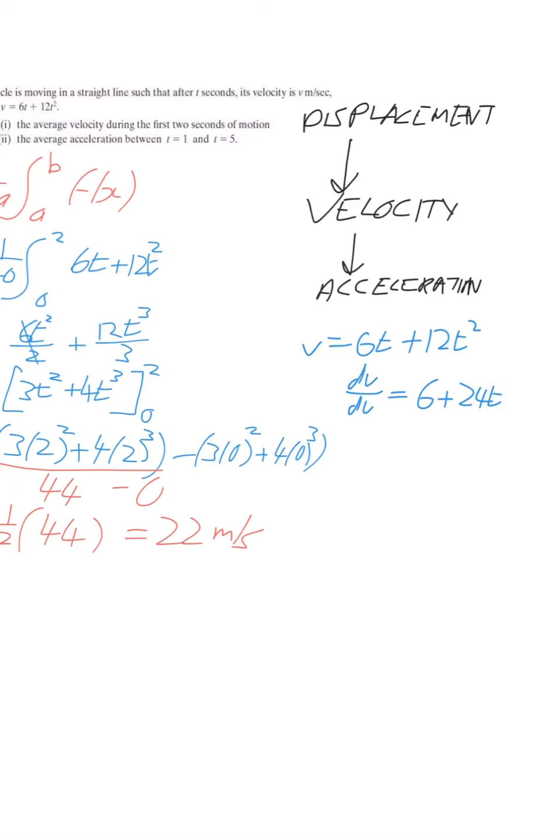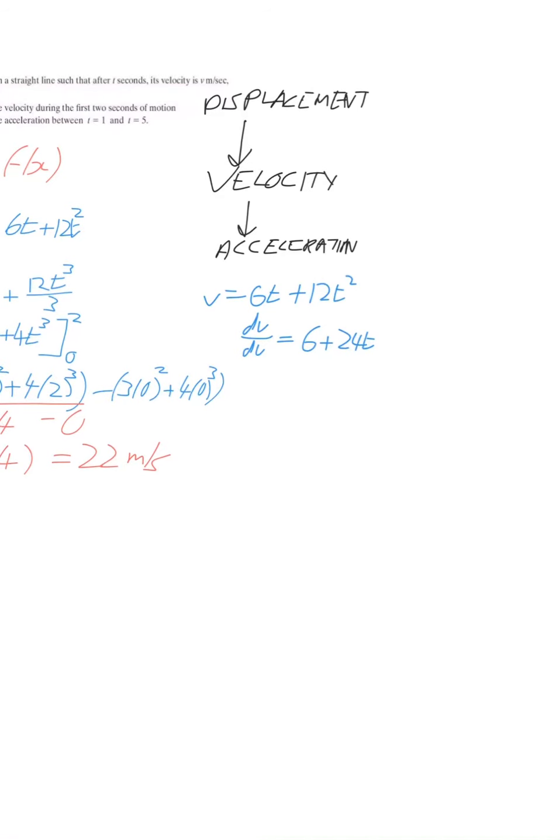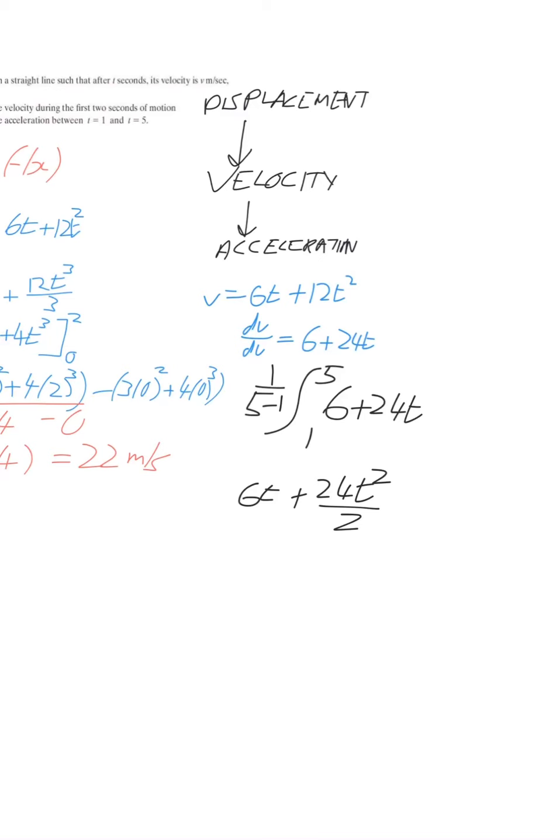And now I need to find the average acceleration between t equals 1 and t equals 5. So now, average function, so it's between 5 and 1 over 5 minus 1. And then the integral of 6 plus 24t. Okay, so now let's integrate. So 6 will become 6t. 24t will be 24t squared over 2. So that will be 6t now plus 12t squared. And the limits are 5 and 1. And then I have a quarter on the outside.